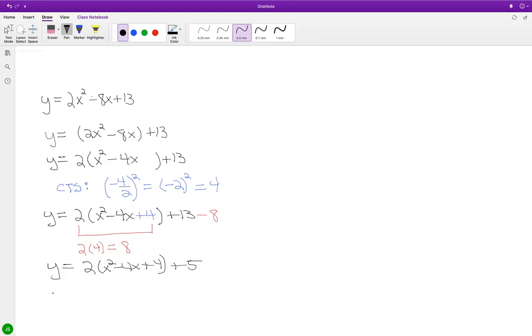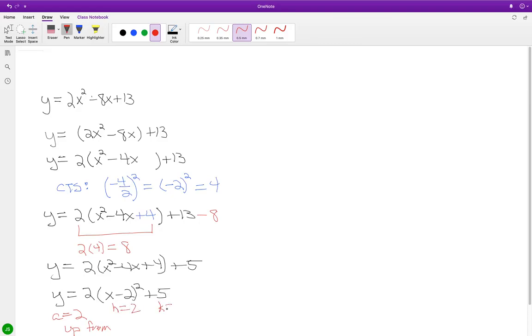And looking at what we have now for the vertex form, I have 2 times the square of x minus 2, and we have plus 5. So with a equal to 2, the graph is going to open up. And here we have h is equal to 2, k is equal to 5, so the graph is going to open up from 2, 5. And just lining up what we have now.